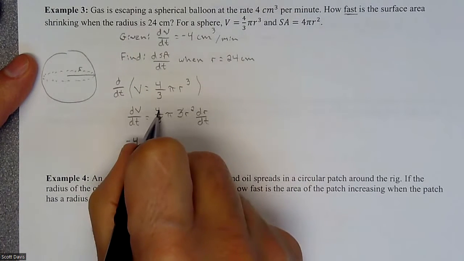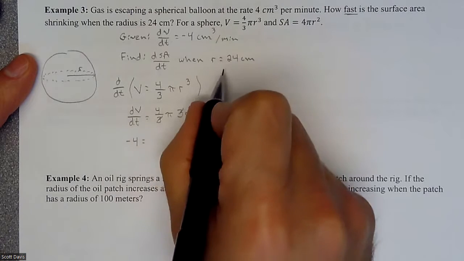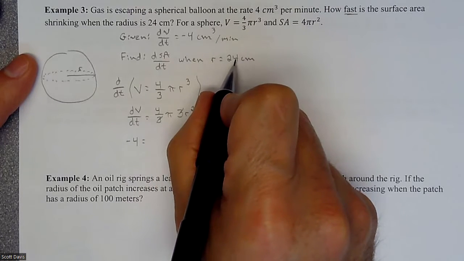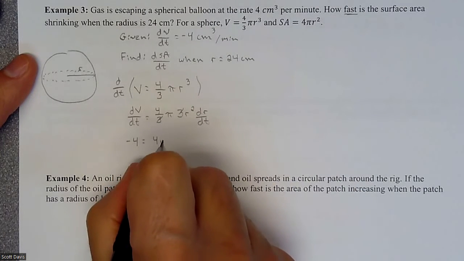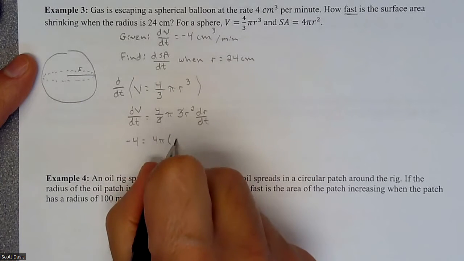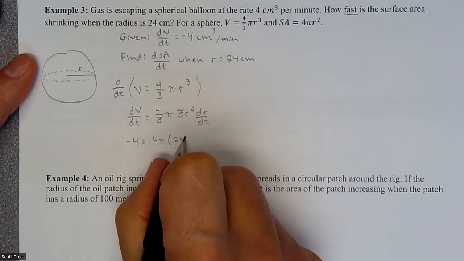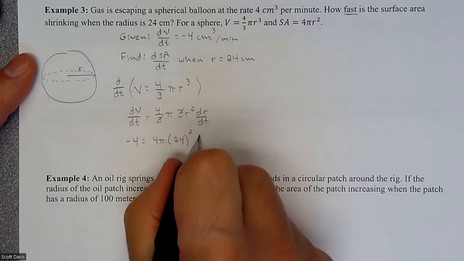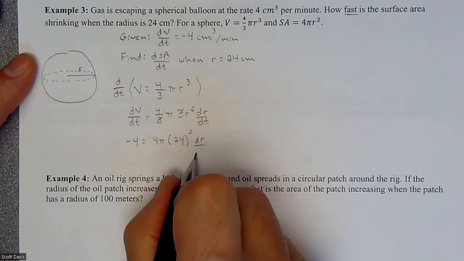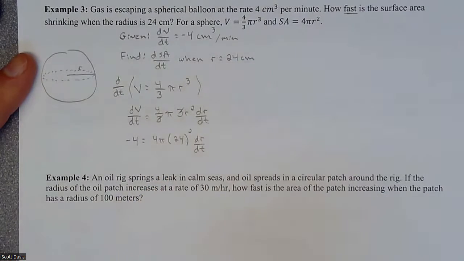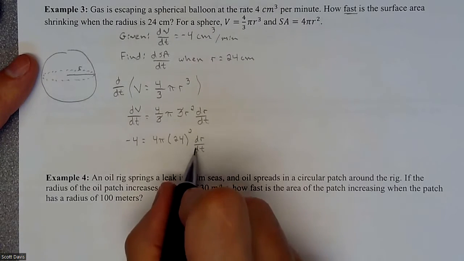And then we have 4 pi, and we know the radius at a very particular moment. So we have 4 pi times 24 squared dr/dt. Okay, so we're still going to get a variable out of this.